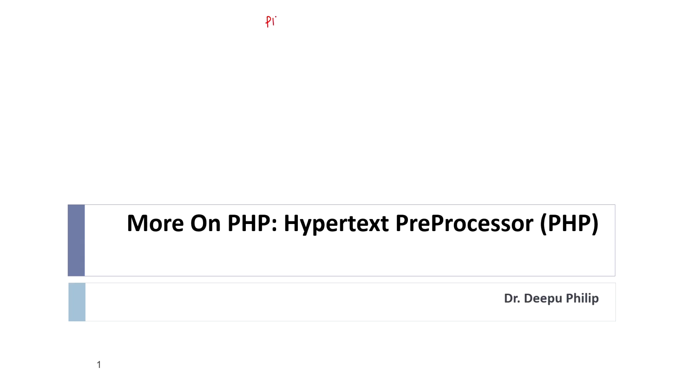If you look into the slides, what we covered yesterday was that PHP is a server side scripting language. We also said that it's a loosely typed language, and the reason is that the type of the variable doesn't need to be declared specifically. The third reason was that it's an interpreted language, using the Zend engine.